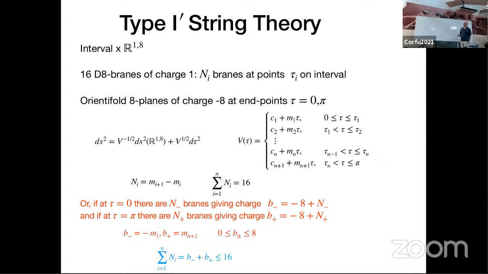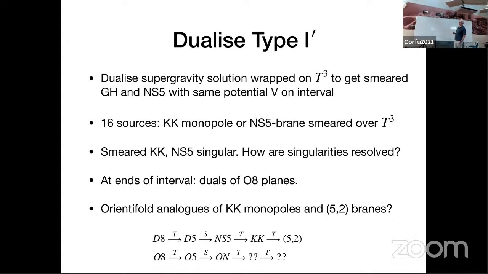So now we look at the dualization. Dualizing the supergravity solution on T3 will give smeared Kaluza-Klein monopole and Neveu-Schwarz five-branes with the same V, the potential on the interval. There'll be 16 sources, and if we look at the chain of dualities we're going through, starting off from the D8 brane, we T-dualize to a D5 brane, and then a Neveu-Schwarz five-brane, and then a Kaluza-Klein monopole, and then a T-fold brane. And then there's a question about what happens for the corresponding orientifold planes. For the Neveu-Schwarz five-brane, the corresponding plane is known in the literature as an ON plane, but there's a question about what happens here, which I'll come back to.